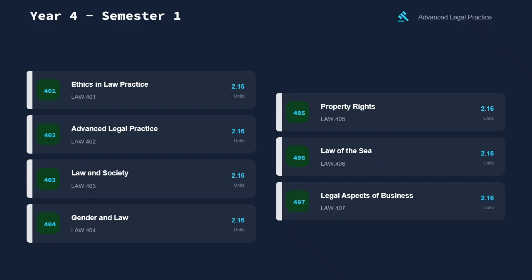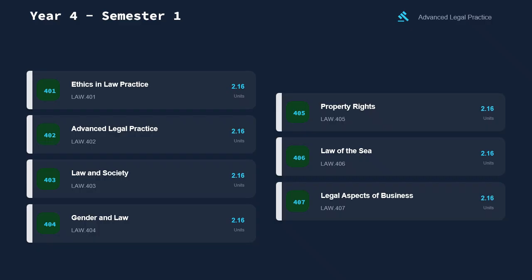Innocent passage, ships may pass through territorial seas if not prejudicial to peace, good order, or security. Transit passage, unimpeded passage through straits used for international navigation. Piracy and maritime security, universal jurisdiction over piracy, cooperation to combat terrorism and smuggling.